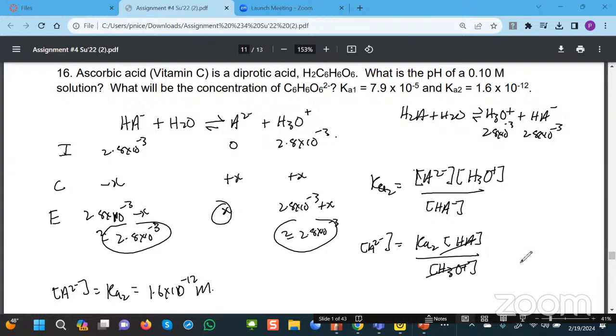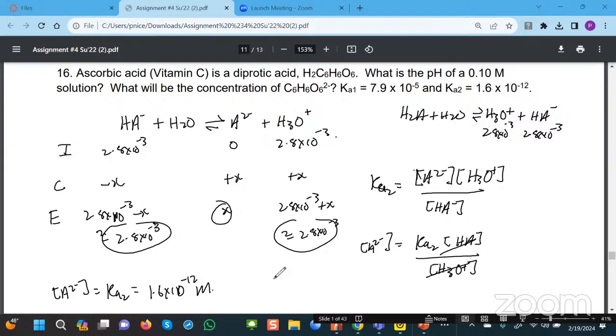So HA and H3O canceled out because they have the same value, correct? Exactly. And that's because we made the simplifying assumption that X here is small, very small, which it is, because it turns out that X, which is equal to the concentration of A2 minus, is 1.6 times 10 to the minus 12, which is very, very small compared to 2.8 times 10 to the minus 3.